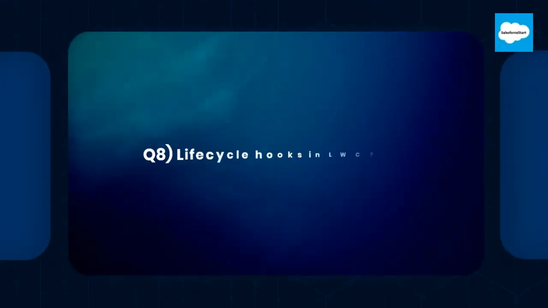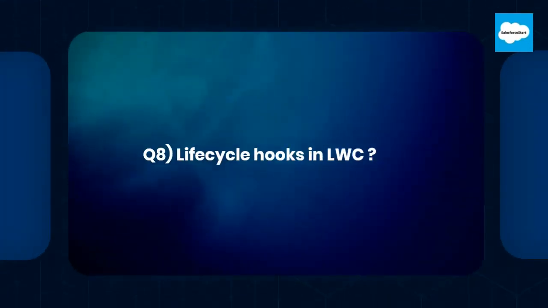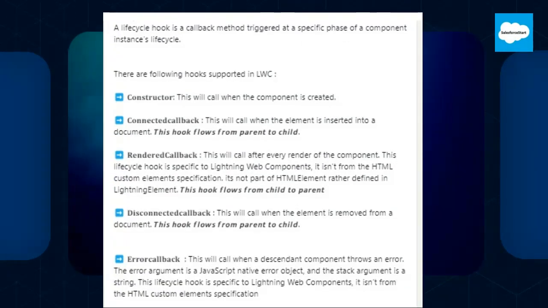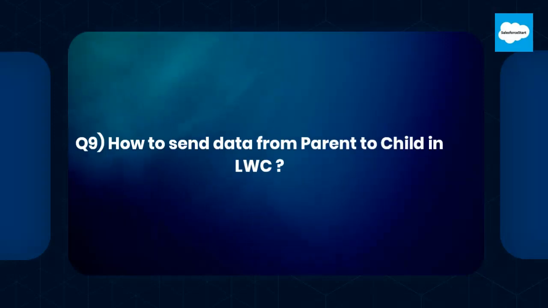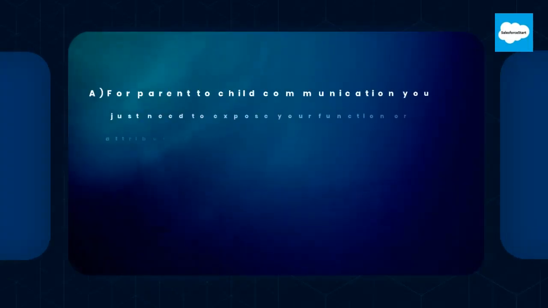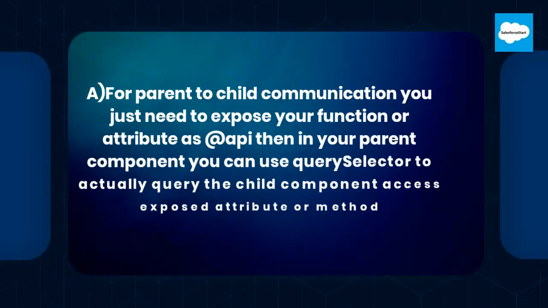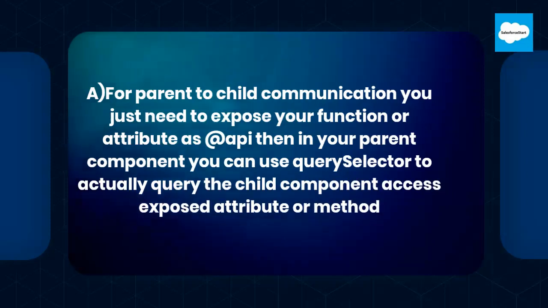Question number 8. Lifecycle hooks in LWC. See this picture. Question number 9. How to send data from parent to child in LWC? Answer: for parent-to-child communication, you just need to expose your function or attribute as @api. Then in your parent component you can use querySelector to query the child component and access the exposed attribute or method.